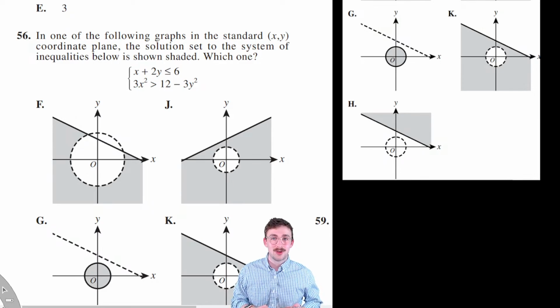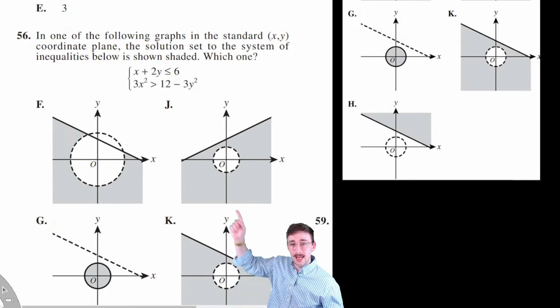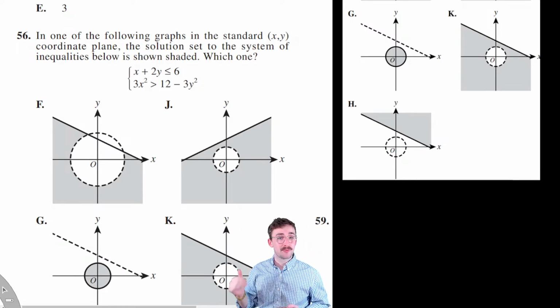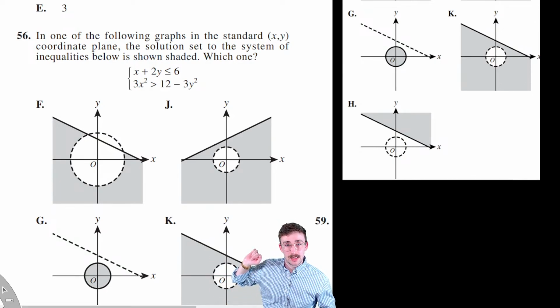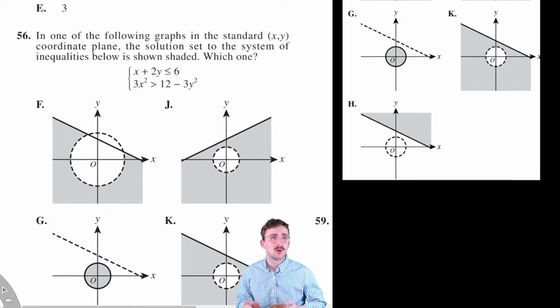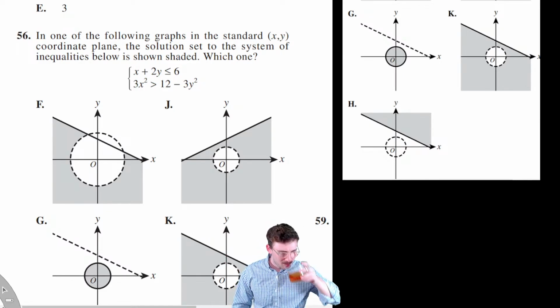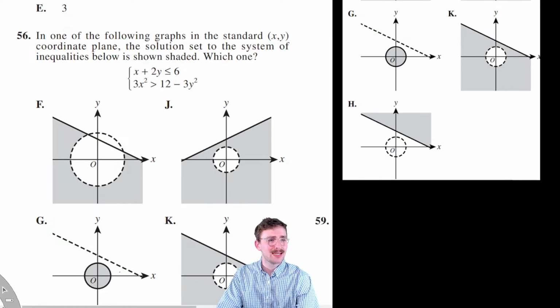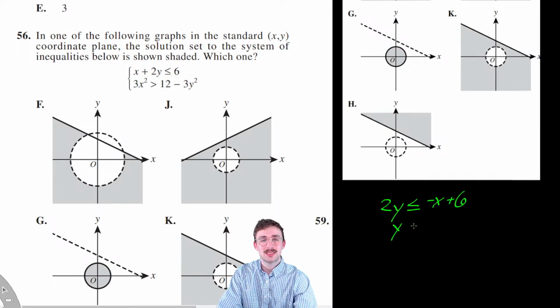x plus 2y is less than or equal to 6. I'm immediately going to want to put that into y equals mx plus b. I want to point out that F and J have two different slopes. J's the only one with a positive slope there. I'm sure I said this last stream: if I see a linear equation, I want it in y equals mx plus b form, no matter what. So 2y is less than or equal to -x plus 6. That means that y is less than or equal to -1/2 x plus 3. So J is wrong because that's a positive slope and our slope is negative.